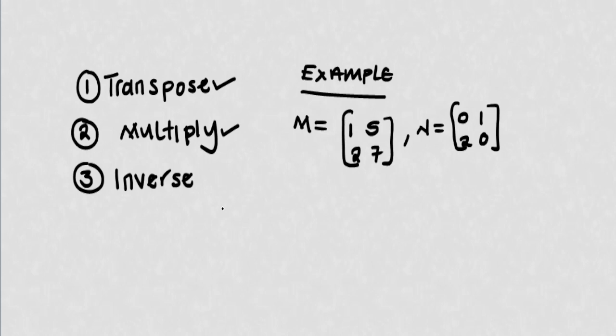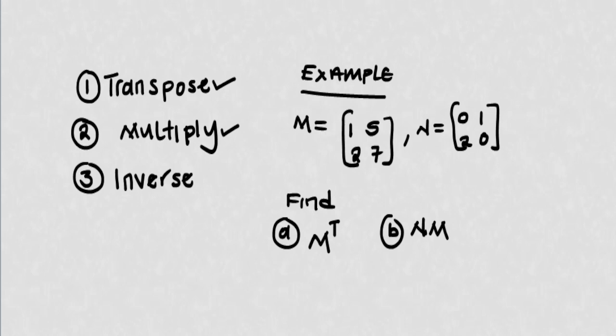Now suppose I want to find, the first one, the transpose. This is the notation: if we say M to the power T, we're simply saying the transpose of matrix M. Then the second one, you find NM, so you're simply saying matrix N multiplied by matrix M. So how do you go about this?